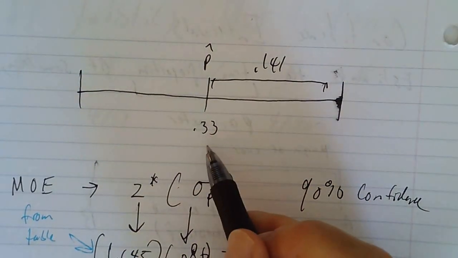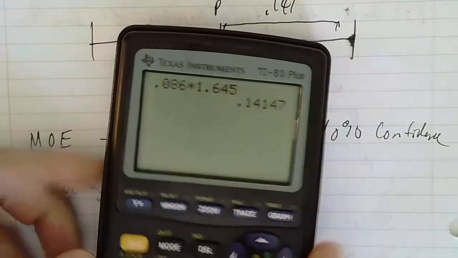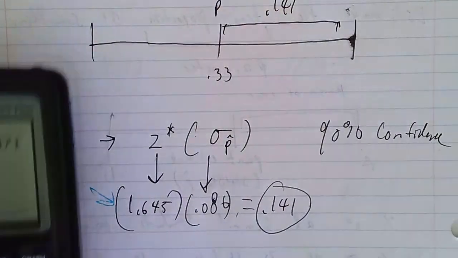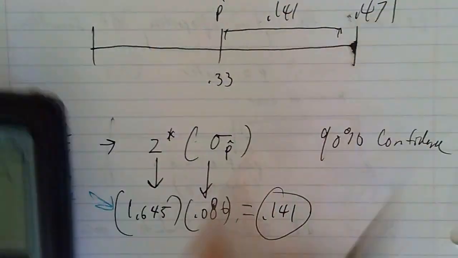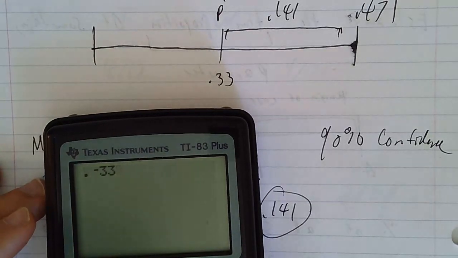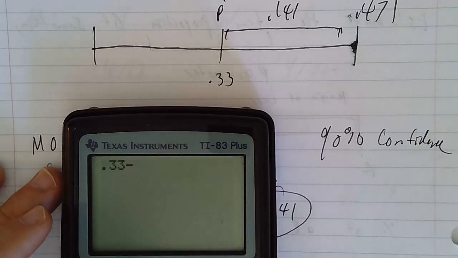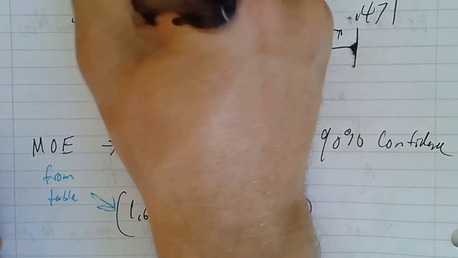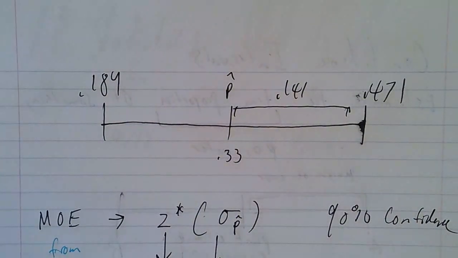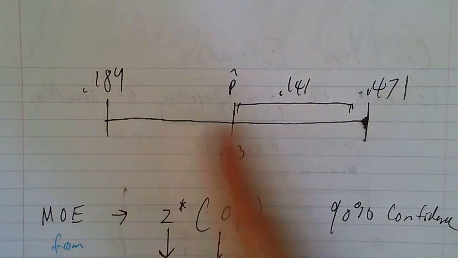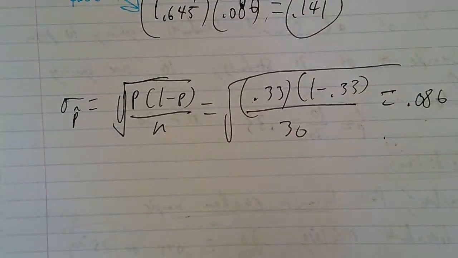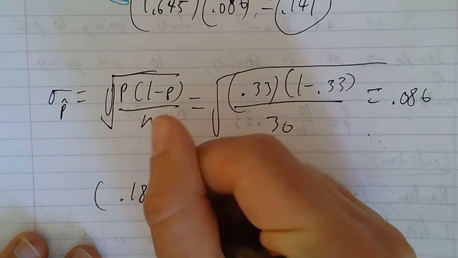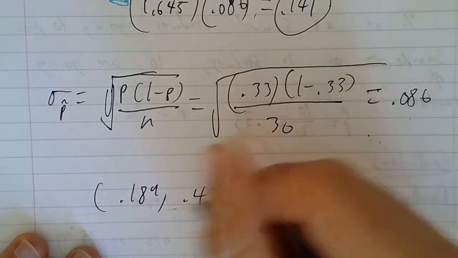So I need to add it and subtract it from 0.33. So I'm going to calculate again. 0.33 plus 0.141, 0.471 right here. And then 0.33 minus 0.141 is 0.189. So my confidence interval is from 0.189 to 0.471. The way that it's written would be like this, like a parentheses, 0.189 comma 0.471.